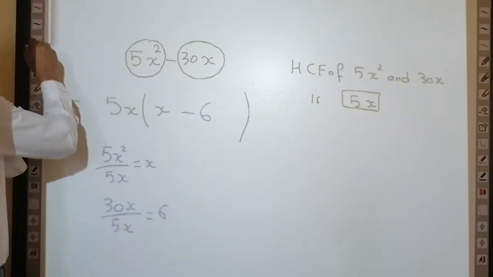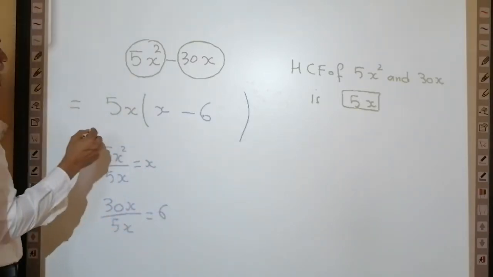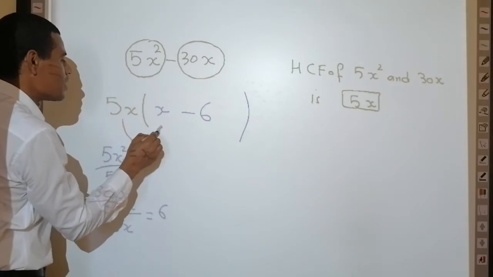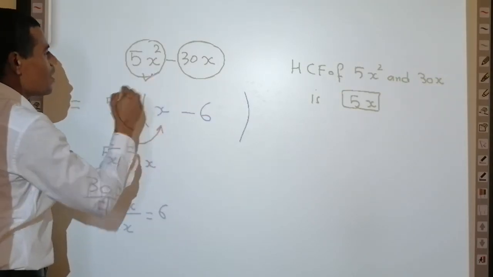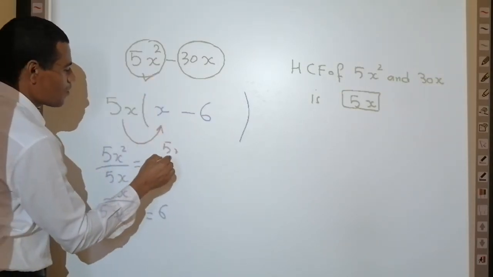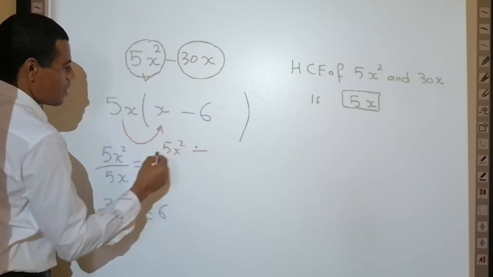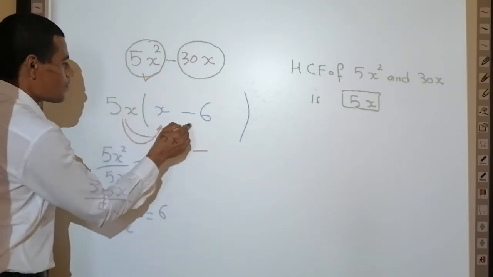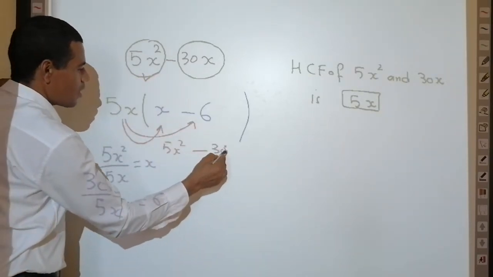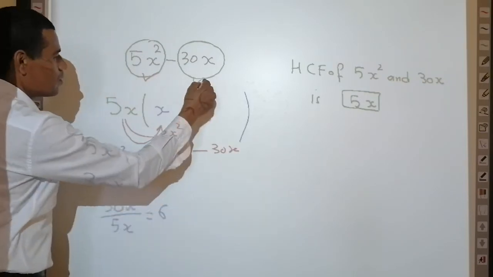In order to check, just do it like that. 5x multiplied by x is 5x squared. Good boy. Then this is minus 5x multiplied by 6 is 30x. Good boy. Okay?